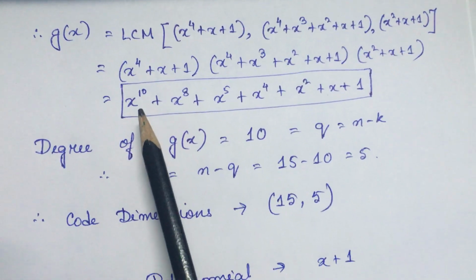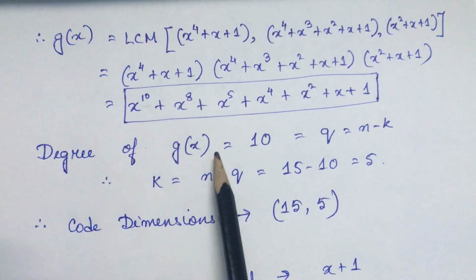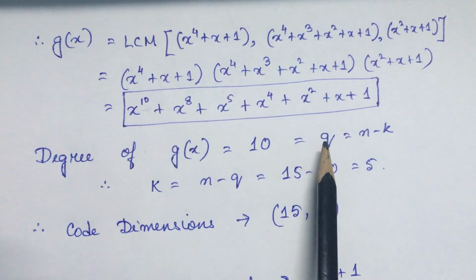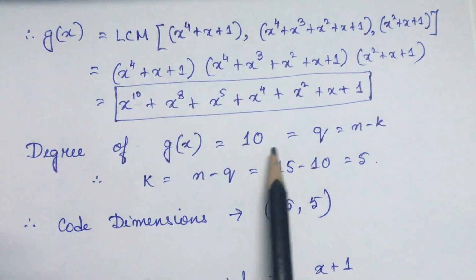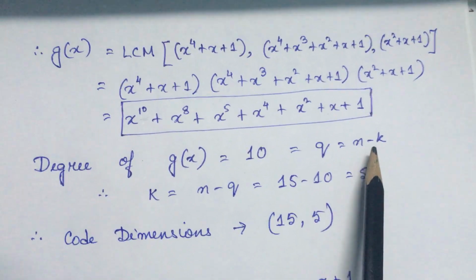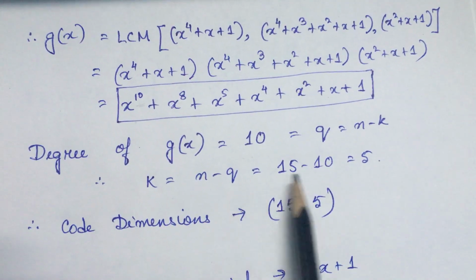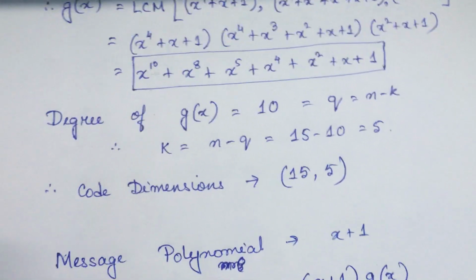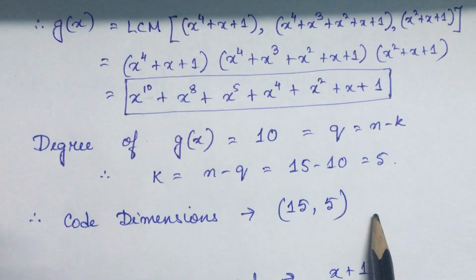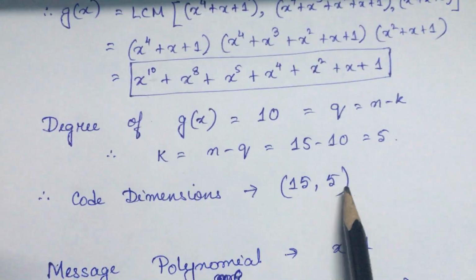Now the degree of this generator polynomial is 10, as we can see over here. The degree of a generator polynomial is the number of parity check bits. So q is 10 over here, which is n minus k, that is the difference between the block length and the number of message bits. So k is n minus q, 15 minus 10 equals 5. So this is a 15,5 binary BCH triple error correcting code. N is 15 and K is 5.